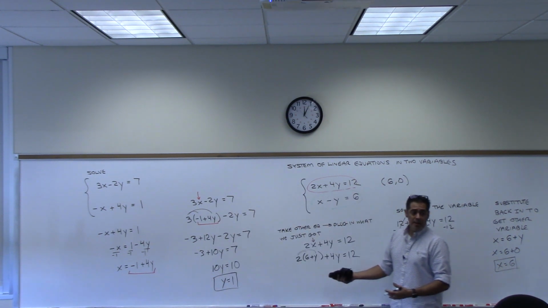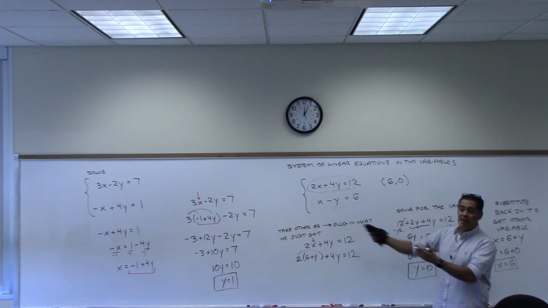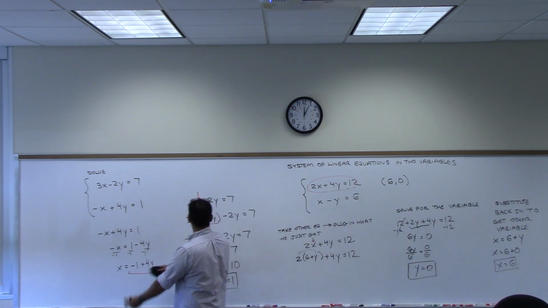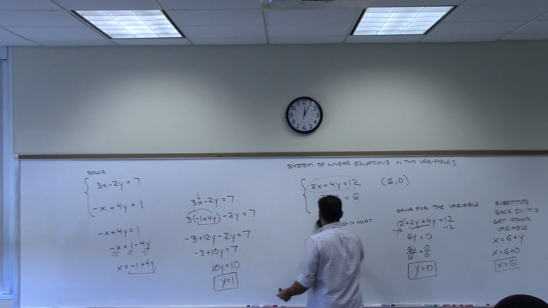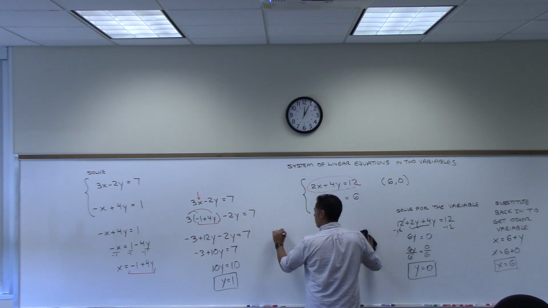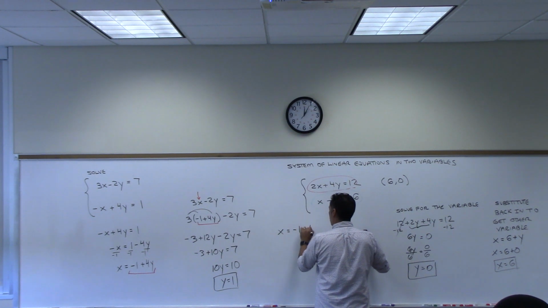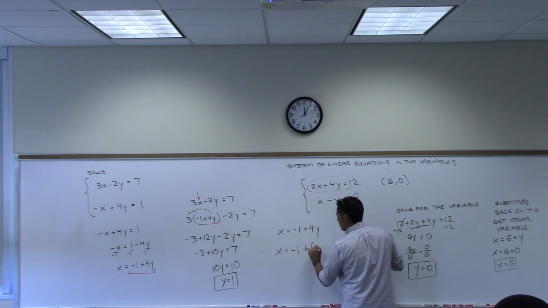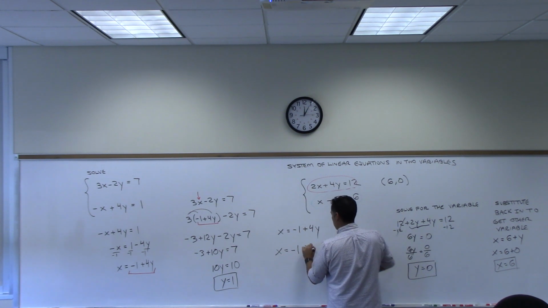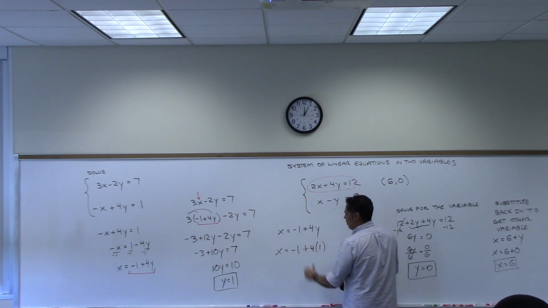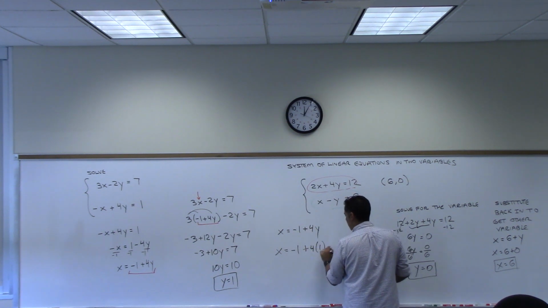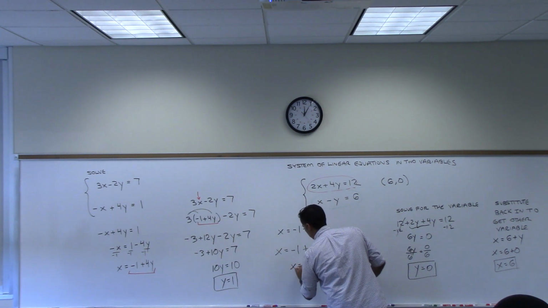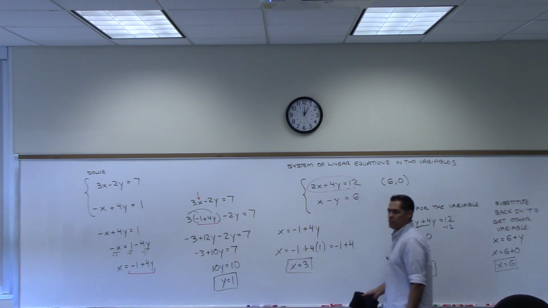Now that you know what y is, you go and get x. How do you get x? Plug it into where you solved for x, right? So to solve for x, we write x is equal to negative 1 plus 4y. But y we just said was 1. So we're doing negative 1 plus 4 times 1. That's really negative 1 plus 4, which is 3. X is 3, y is 1.